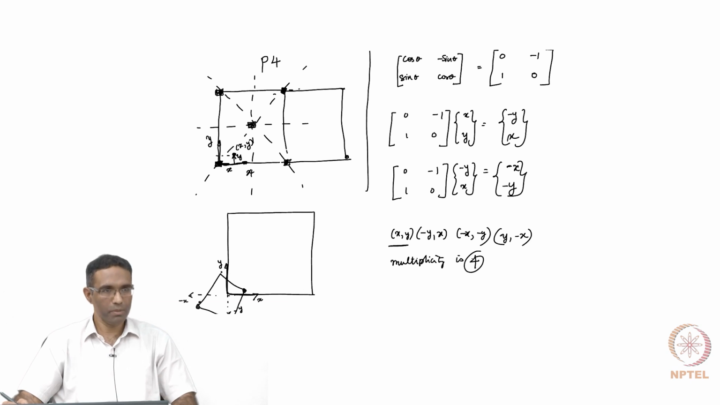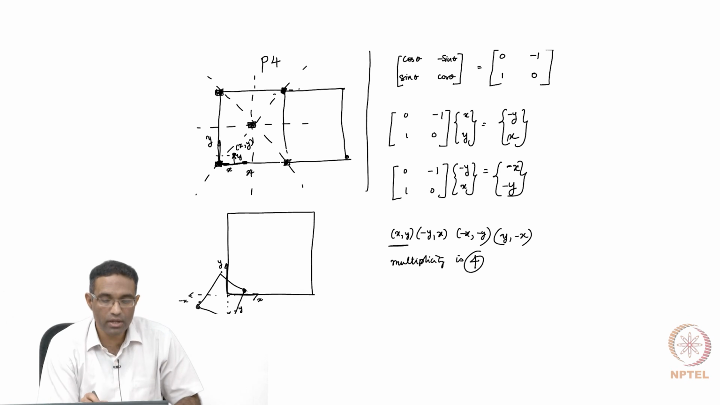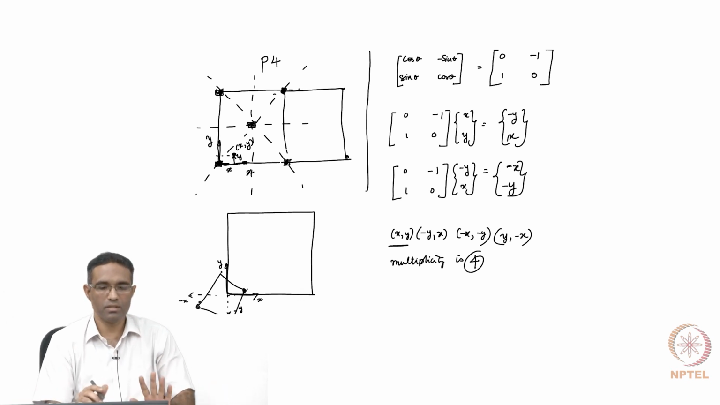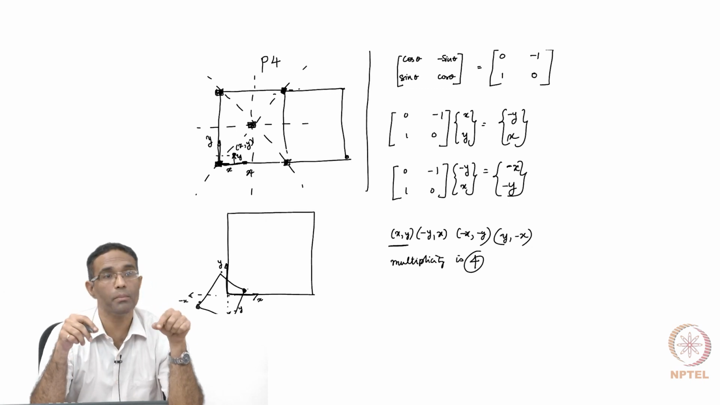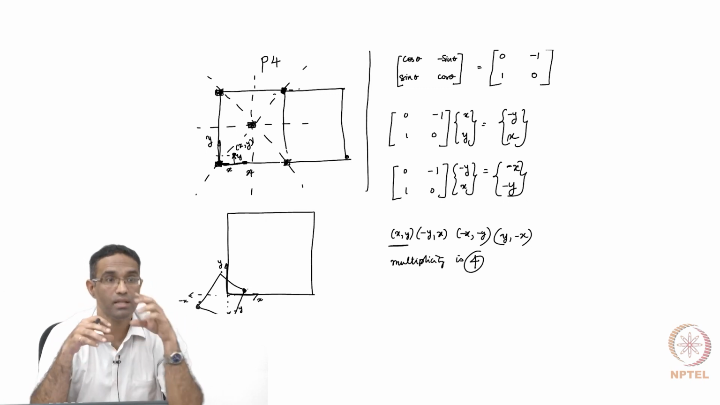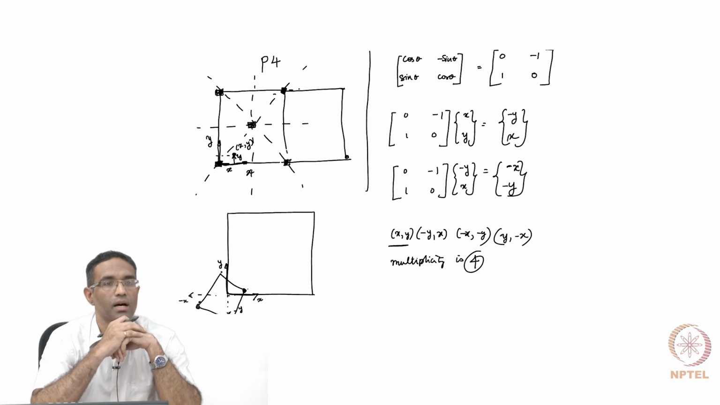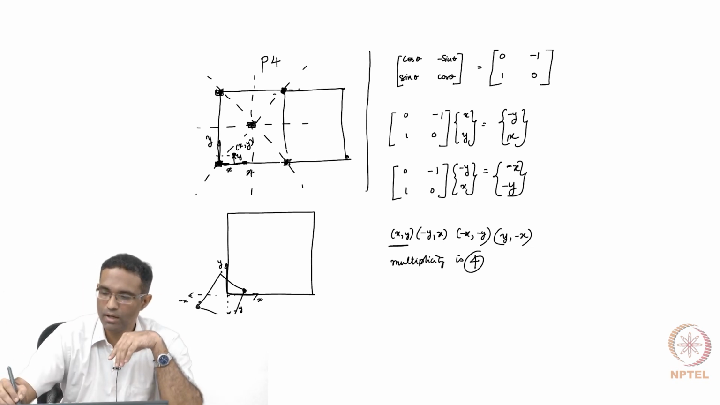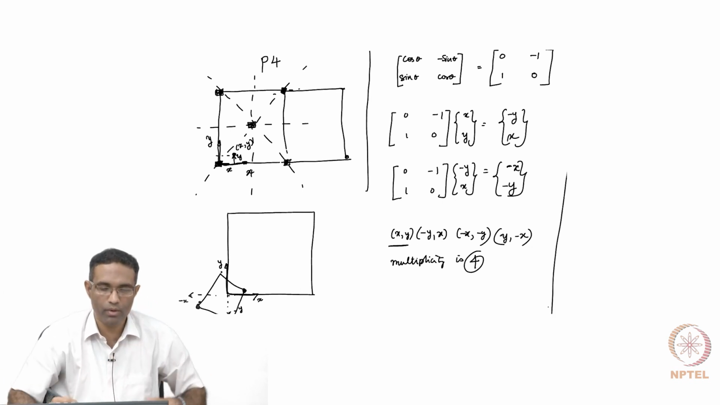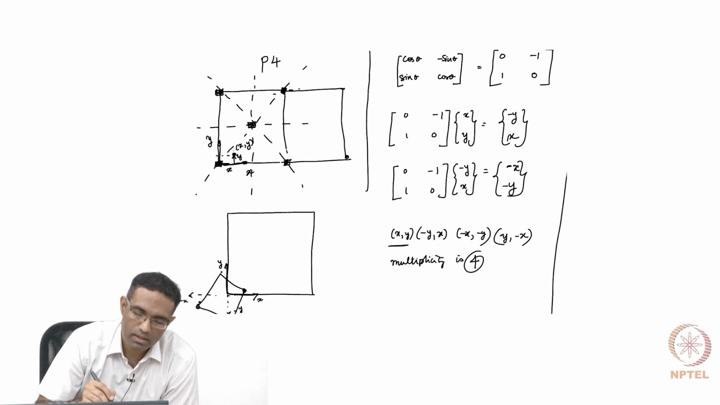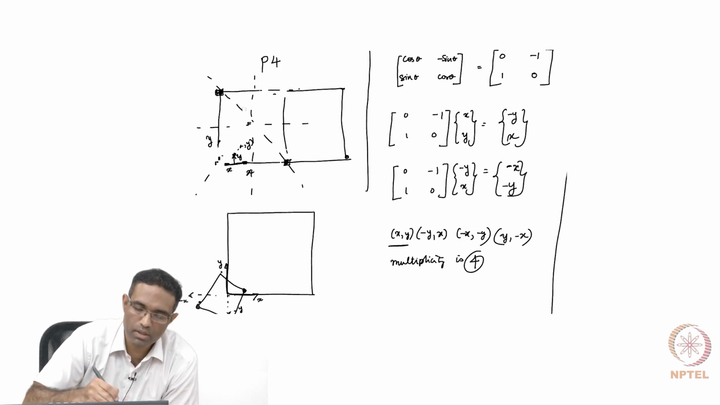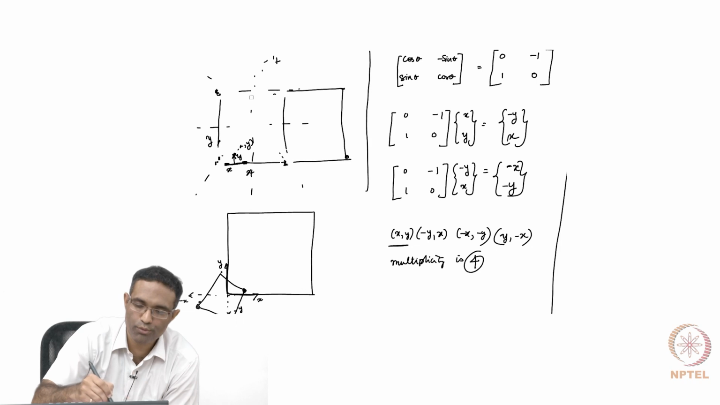Okay, the multiplicity is 4. Now this is a general point. That means it is not located on any of the symmetry elements that are actually present in this structure, right. So let us take, for example, suppose in P4, the P4 does not have any mirrors or anything like that, right. It just has a fourfold rotation.